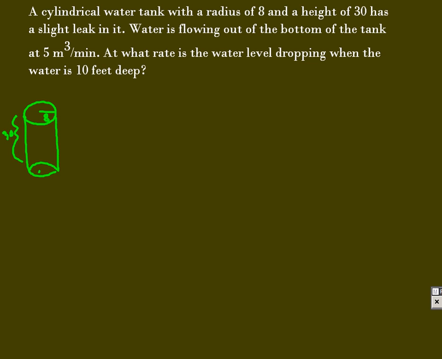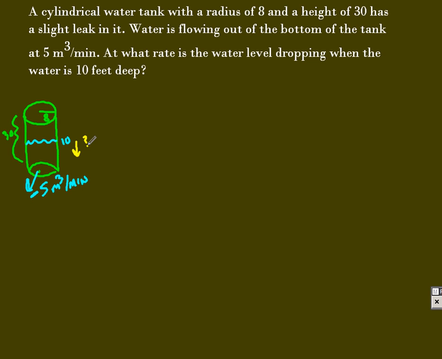Now, things that we know: water is exiting at a rate of 5 meters cubed per minute. It's exiting, that means this should be negative because it's decreasing here. We also want to know, when the water is at 10 feet, at what rate this water level is dropping. So this is our unknown. At what rate is that dropping?